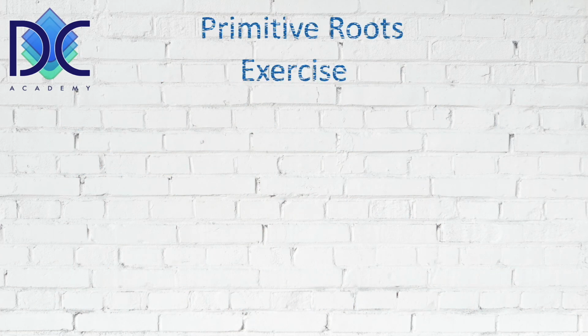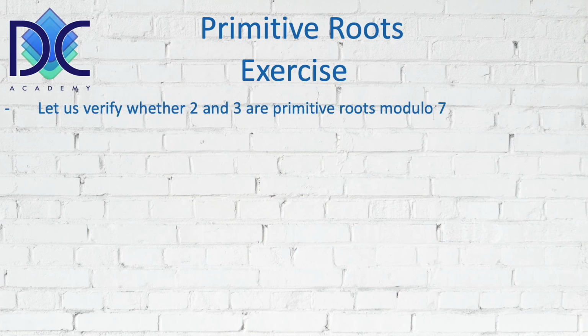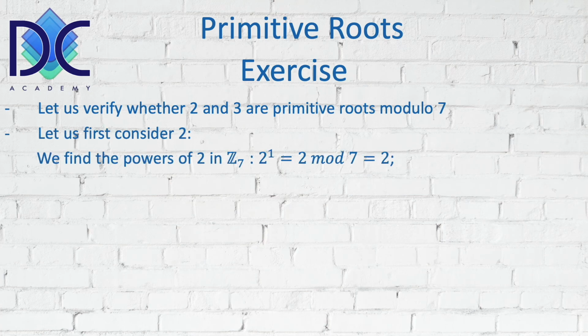Now, let's look at the primitive roots. That's the first element we're going to consider. Remember the definition of a primitive root, and we will verify if 2 and 3 are primitive roots modulo 7. Let's first look at 2. We can look at all the powers of 2 in Z7. So we have 2 to the power 1 is 2 modulo 7, which is equal to 2.